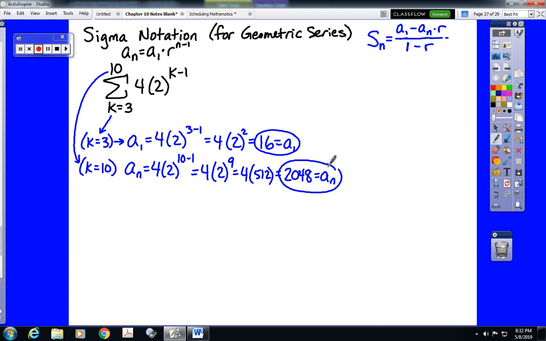Now, the only other thing that we need to find our series is r. Well, r is even easier to find than n was. It's in the equation. r is equal to 2. So we have everything that we need.